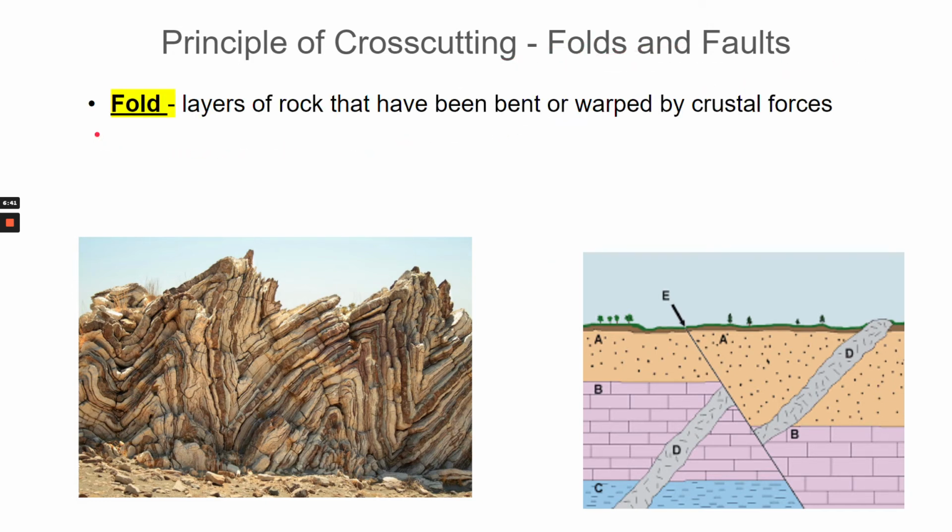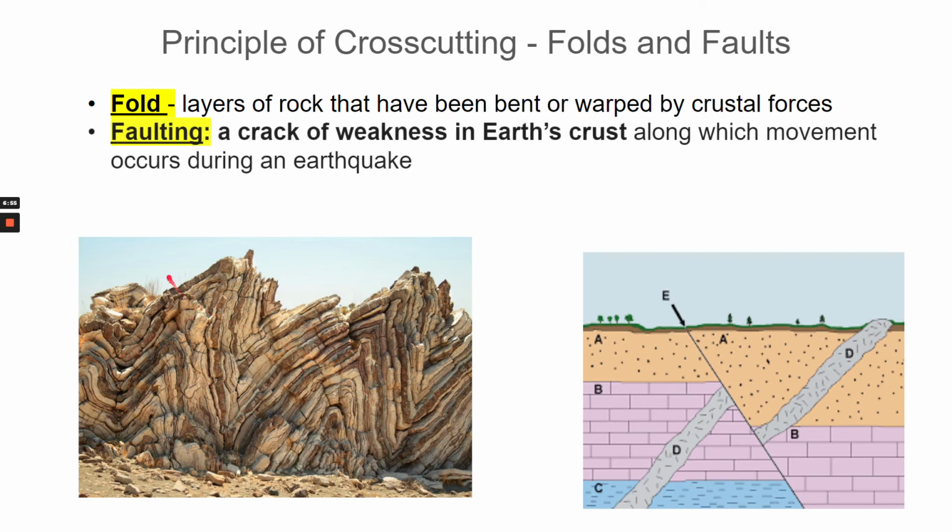A fold is layers of rock that have been warped or bent by crustal forces. So when we did the activity, we looked at convergent plate boundaries and how they would cause the rocks to fold. So you have folding here. Faulting is a crack along which movement occurs during an earthquake. So that's like when I broke the rocks, or that example where we cut the rock layers and broke them apart. That would be a fault.